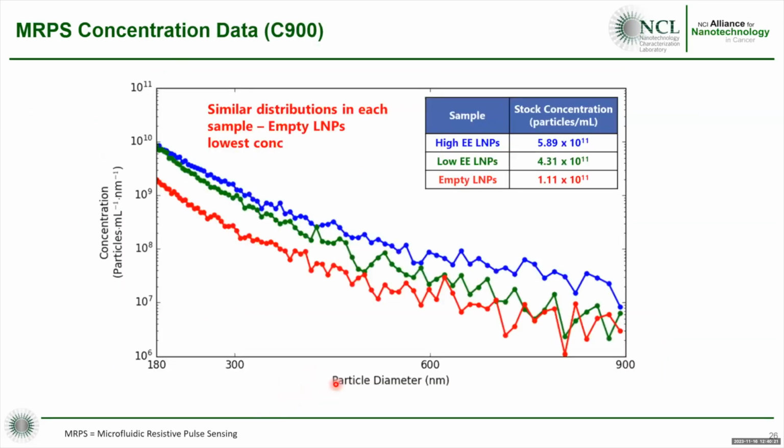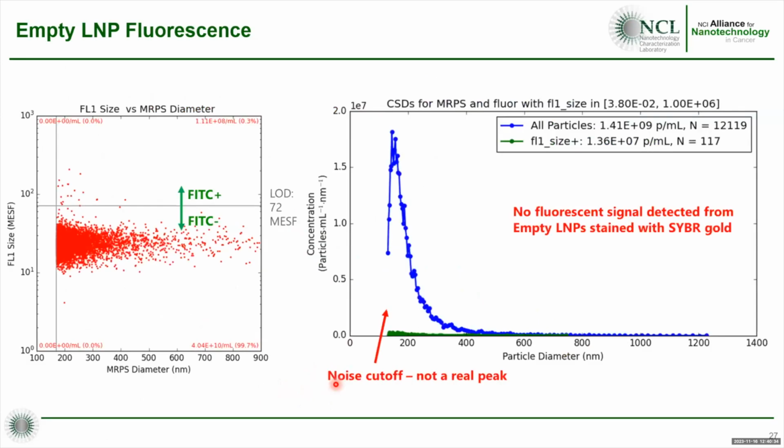So let me walk you through the data now. The first step was to look at particle concentration. Here is concentration as a function of particle diameter for all 3 samples. As you can see, they're very similar in terms of stock concentration. We then looked at the individual samples in terms of fluorescence. The first sample we looked at was the empty LNPs. From the results here, you can see that no fluorescence signal was detected from those stained with SYBR Gold, which is a good thing.